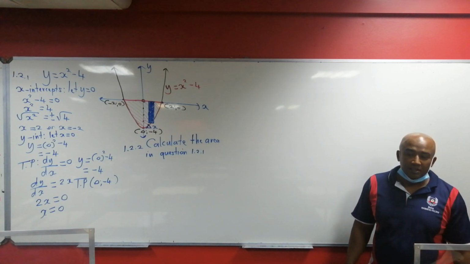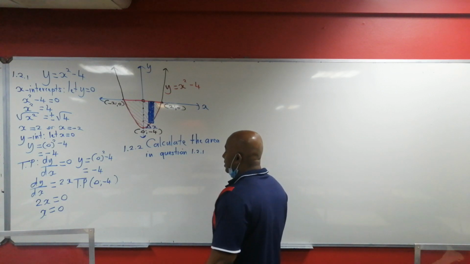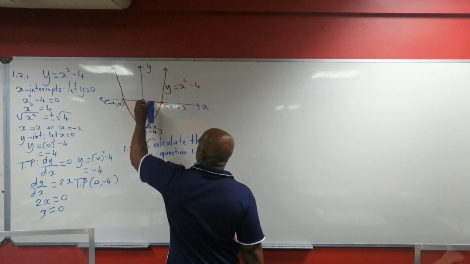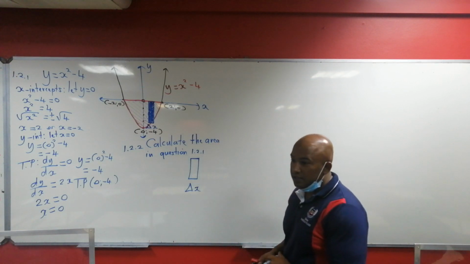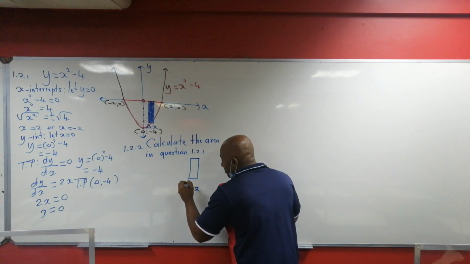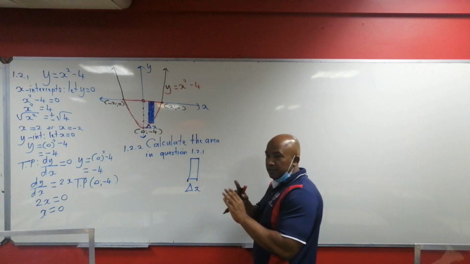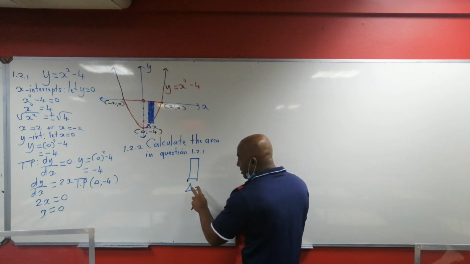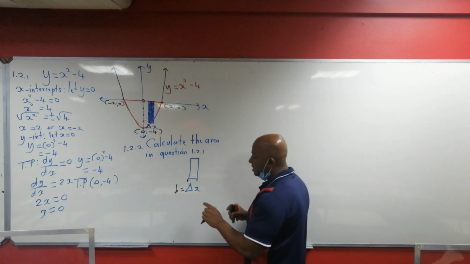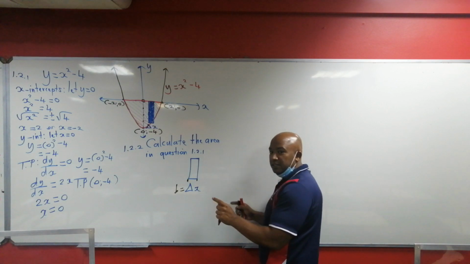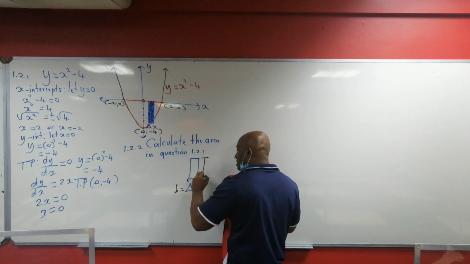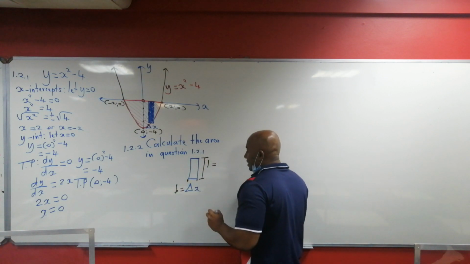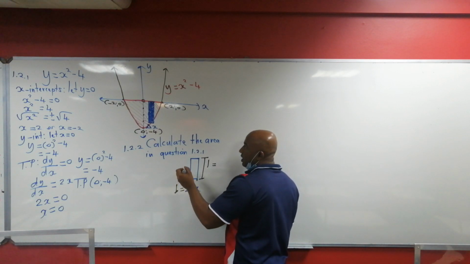Right, so how do we calculate this area? Now, here is your rectangle. This rectangle has a breadth. The smaller side is the breadth, and the breadth here is the difference between the two x values. Delta x means the difference between the two x values. Then the length is from top to bottom. This is the length. Okay, so the length is the difference between the y values.